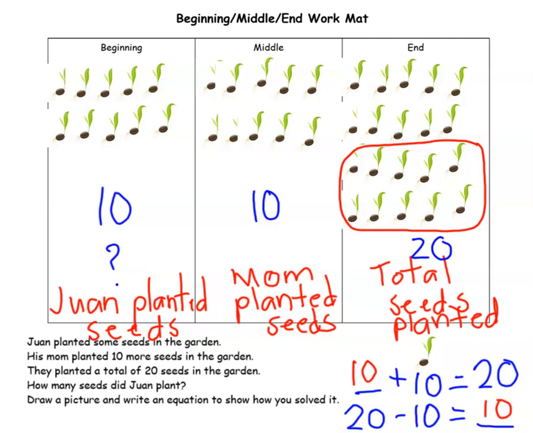Boys and girls, thank you for all your help today. The beginning, middle, and end work mat can really help you think about what's happening in the story. And when you draw it and illustrate it, it also helps you to solve it and to write the equations and think about what's going on in the story.